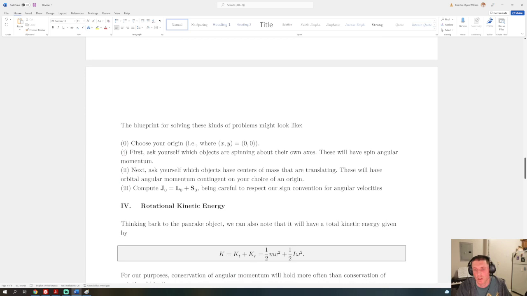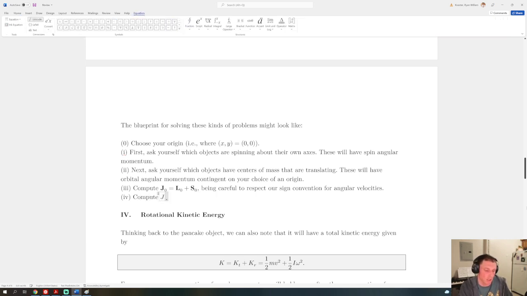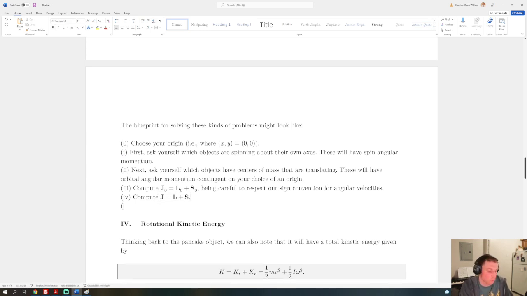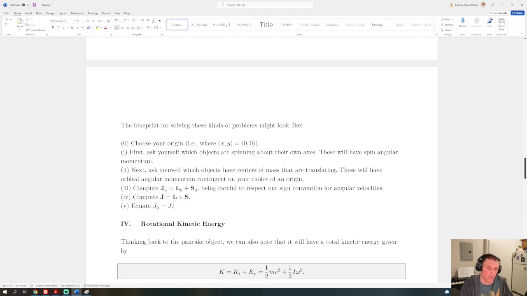So we compute this, and then we just compute the final total angular momentum, which I'll just write as J equals L plus S. Also, obviously being careful to respect our sign convention for the angular velocities. And then we just equate J naught with J. Good to go.